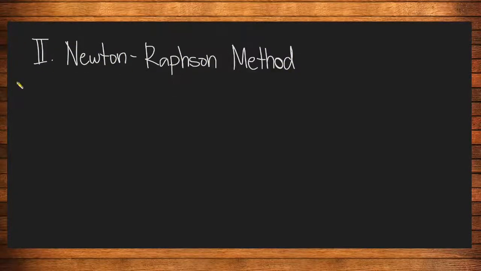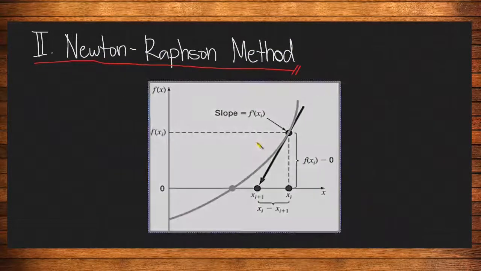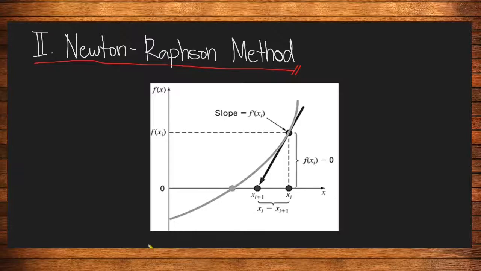Okay, so next, we will take a look at another open method, which is the Newton-Raphson Method. This method is the most widely used of all root locating formulas. So ito yung overview ng Newton-Raphson Method. The solution process is medyo similar lang doon sa fixed point iteration method natin. First, we assume a single value for our solution. In this case, itong x sub i, ito yung magiging initial guess natin.